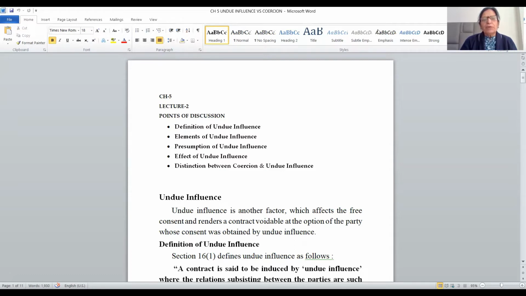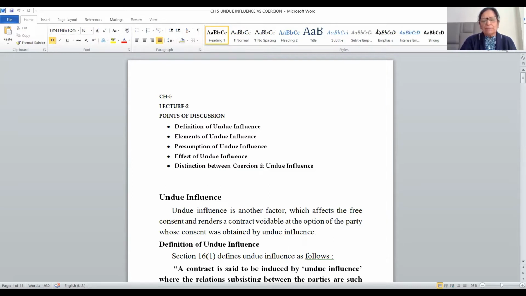So friends, I'm going to begin the heading undue influence. Undue influence, as the name implies, means excessive influence by one over the other. Undue influence is another factor which affects the free consent and renders a contract voidable at the option of the party whose consent was obtained by undue influence. So this was a simple definition of the term undue influence.